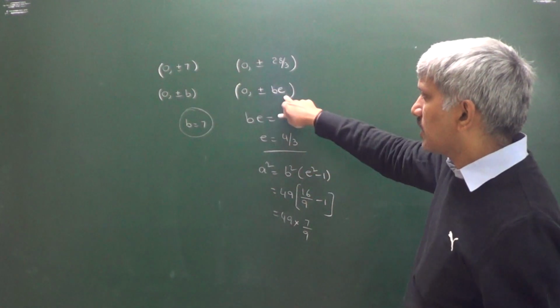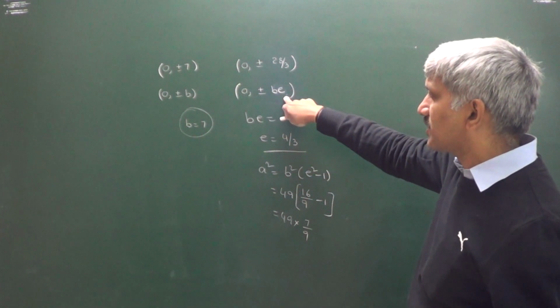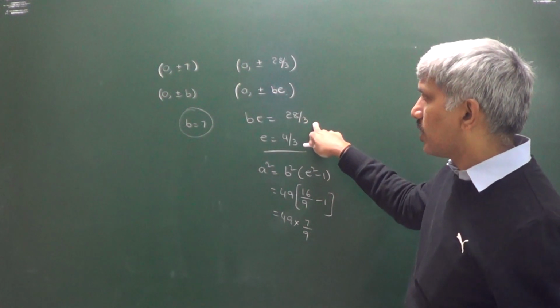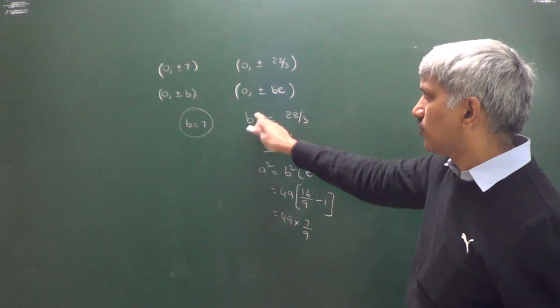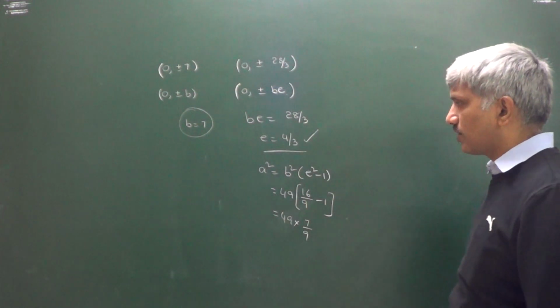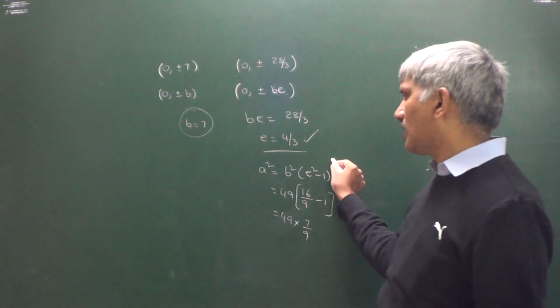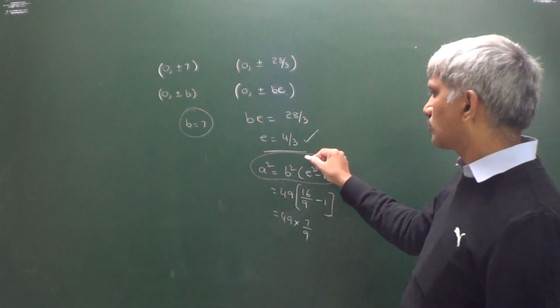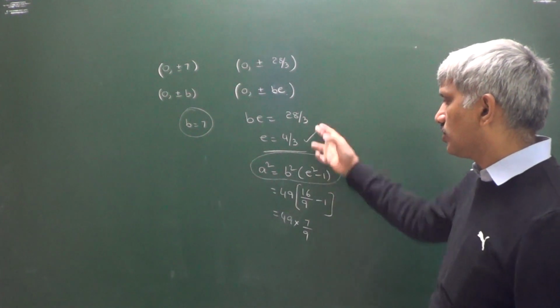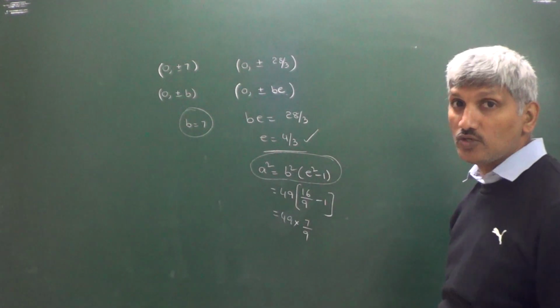Check here, we got 0 comma plus or minus b, that means b is equal to 7. 0 comma plus or minus be are the coordinates of the foci, that's why be is equal to 28 by 3. So we got e value, 7 4s 28, e is equal to 4 by 3. Now we have to find out the value of a. So a square is equal to b square into e square minus 1. So e value substitute there, we will get the value of a square.